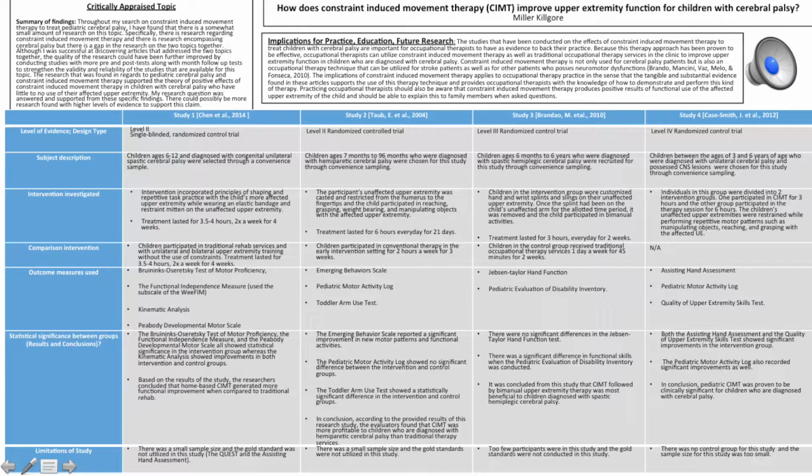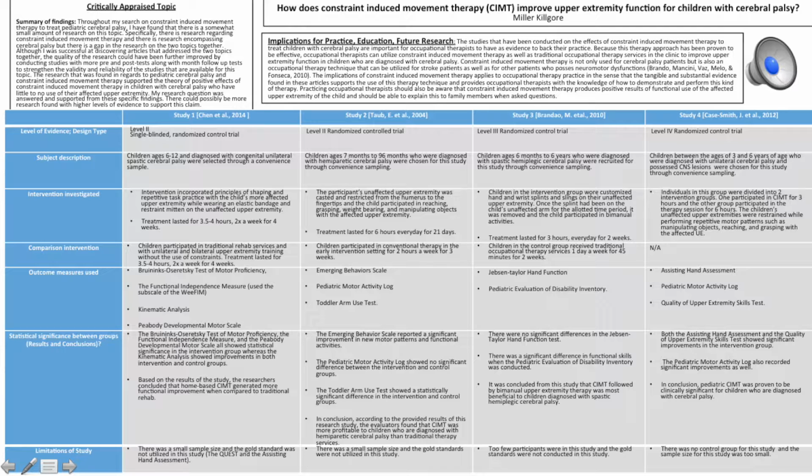The second study had children ages 7 months to 96 months who were diagnosed with hemiplegic cerebral palsy, chosen for the study through convenience sampling. The participants in this intervention group had their unaffected upper extremity casted and restricted as the child participated in reaching, grasping, weight bearing, and manipulating objects with the affected upper extremity. The control group participated in conventional therapy.